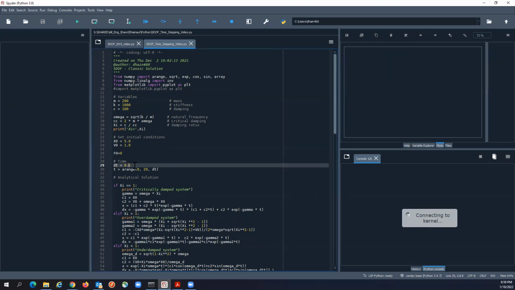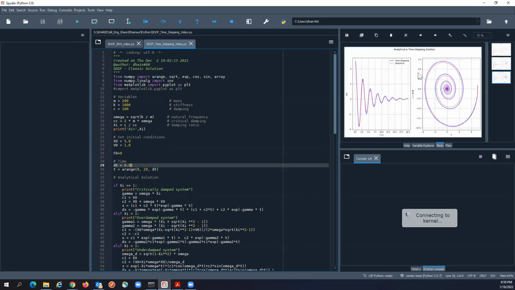Let's see what happens if we get 0.01. And if we run it, so again, this is the analytical solution. And now this is the time stepping solution, the explicit solution. So now we can see the damping. And you see here that we get a pretty good solution, but it's still not identical. But it's reasonably good.